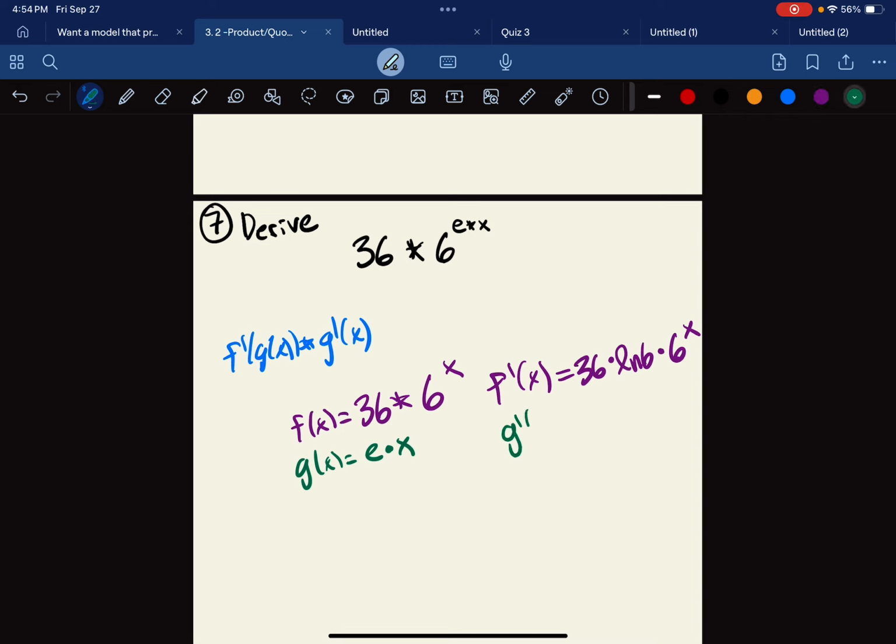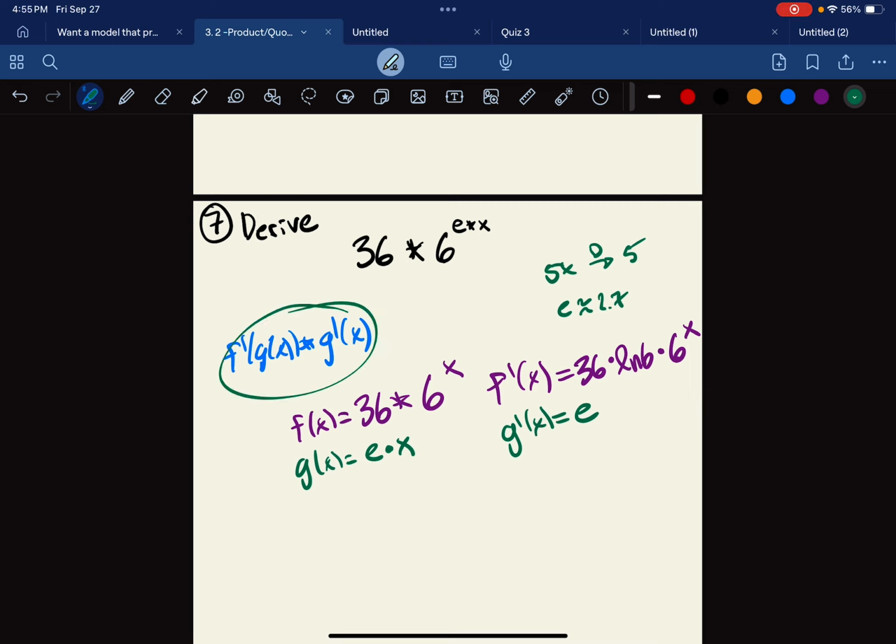And then the derivative of e times x is just e, right? Because e is a constant. It's a constant coefficient. So it's essentially the same thing as taking the derivative of 5x, right? Take the derivative of that, it's just 5. Same thing here, because e is just a number, the same as 5. e is like 2.7 or something like that. So that is what we have here.